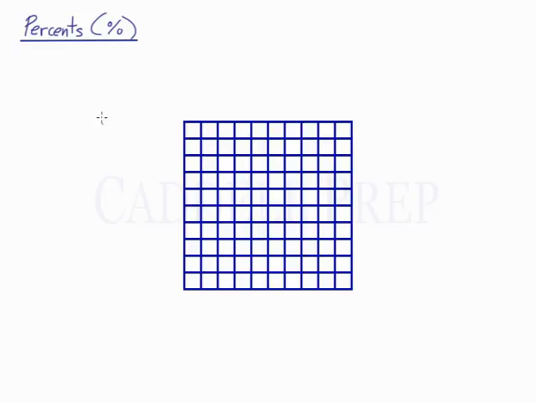Alright, let's go over percents. First thing to note is that this is the percent sign. So if we want to write a percent, we should write the number followed by this sign. Okay, but what does a percent actually mean? Well, it'll be easier if we just go through some examples.